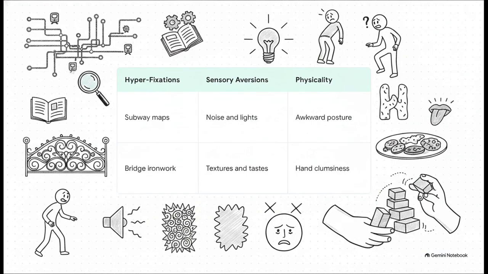First off, they can develop these incredibly intense hyperfixations. We're talking memorizing entire subway maps or becoming the absolute foremost expert on bridge ironwork. But then, contrast that deep focus with their sensory aversions. They are often deeply physically bothered by everyday noises, bright lights, or intense textures and tastes. Combine all of that with a very unique physicality, exhibiting awkward posture or honestly, just not knowing what to do with their hands in a social setting.